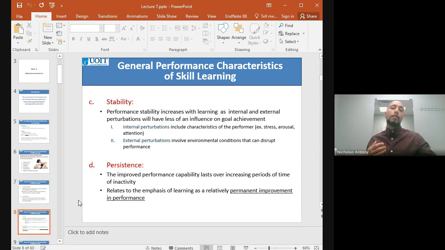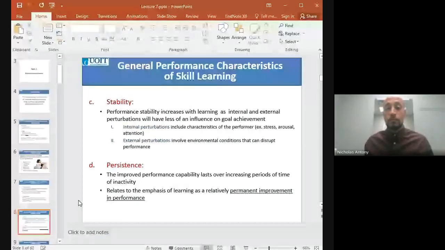Stability is a term to describe that with learning, the performer becomes better able to resist internal and external perturbations and still complete the task. So think of different conditions that can change as you're performing this skill. Internally, stress, arousal, multitasking, you become more able to still complete a motor skill under a widening range of internal conditions. And the same is true of external conditions as well. As you become better and better at a motor skill, you can complete that task under a widening range of external conditions. Does that make sense?